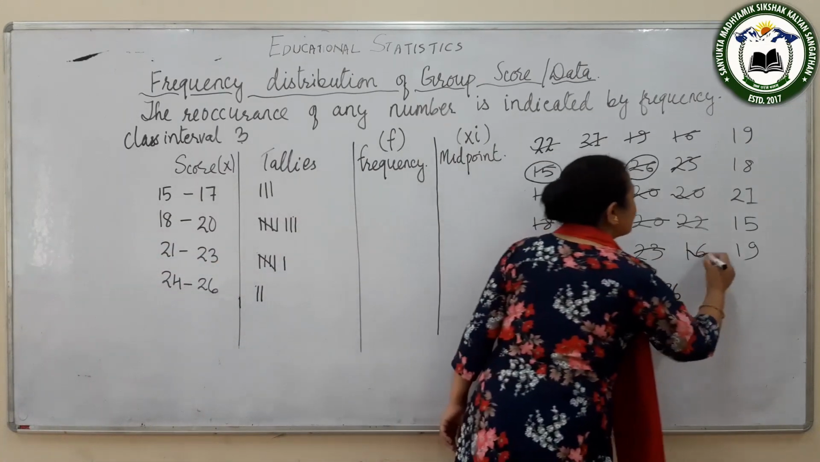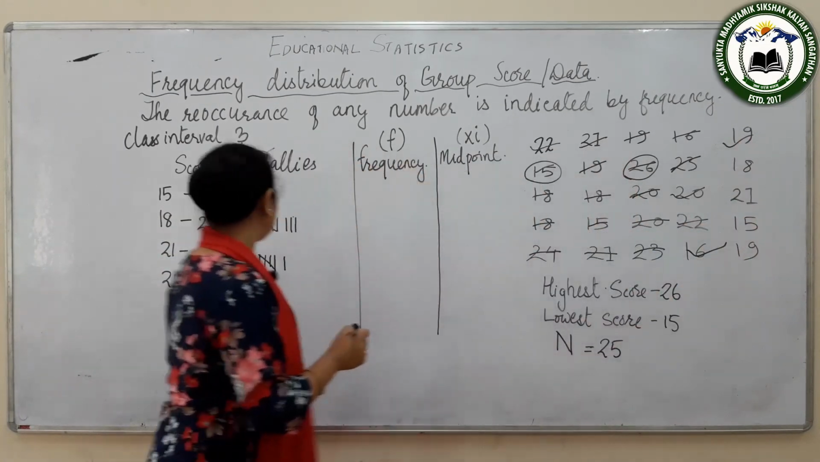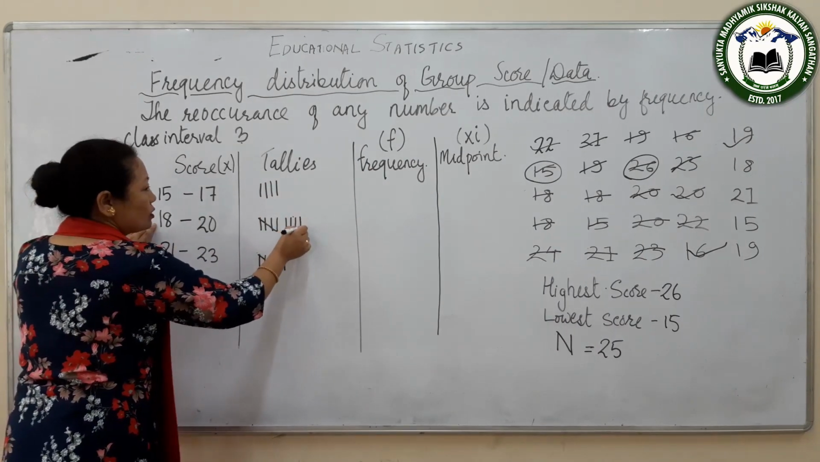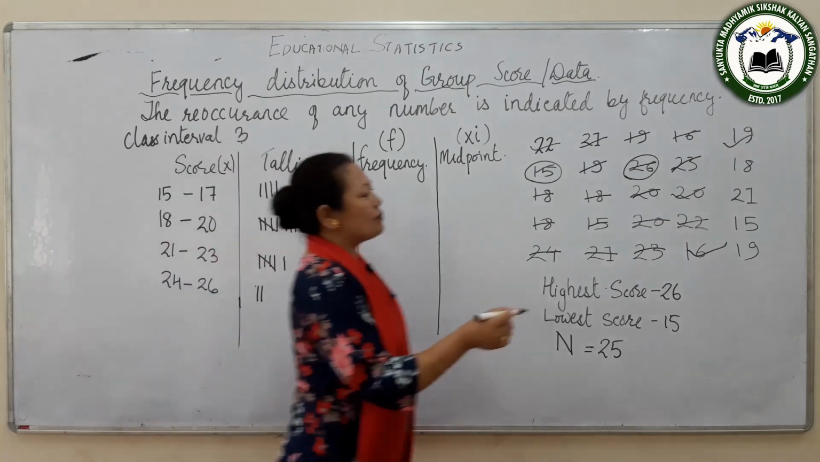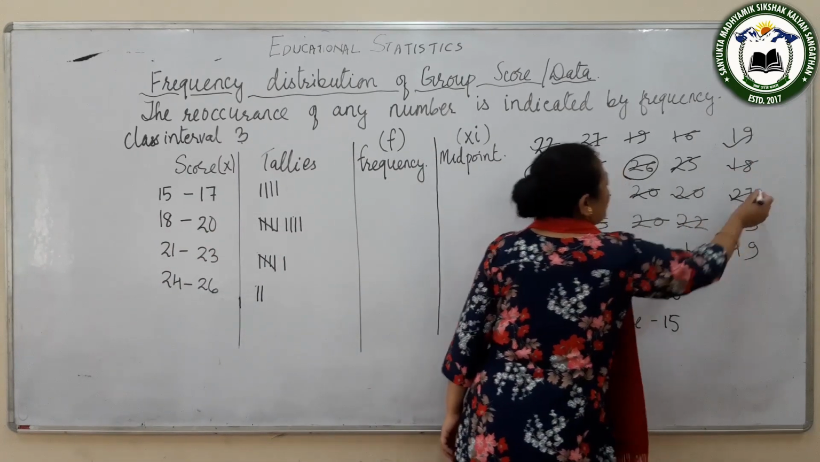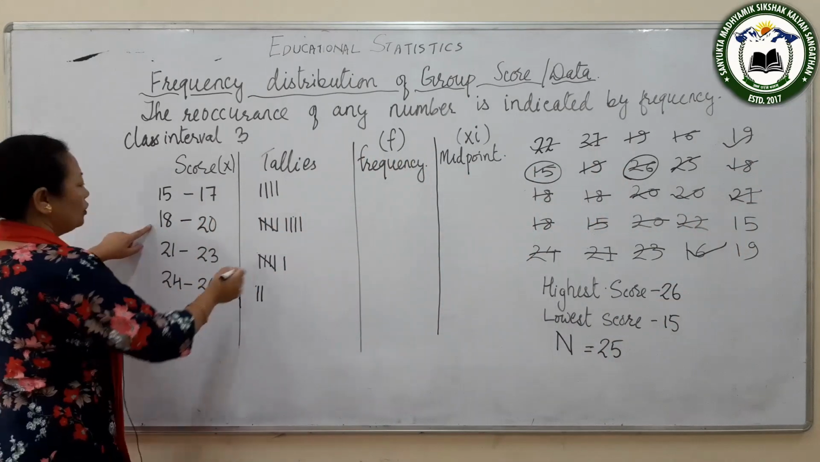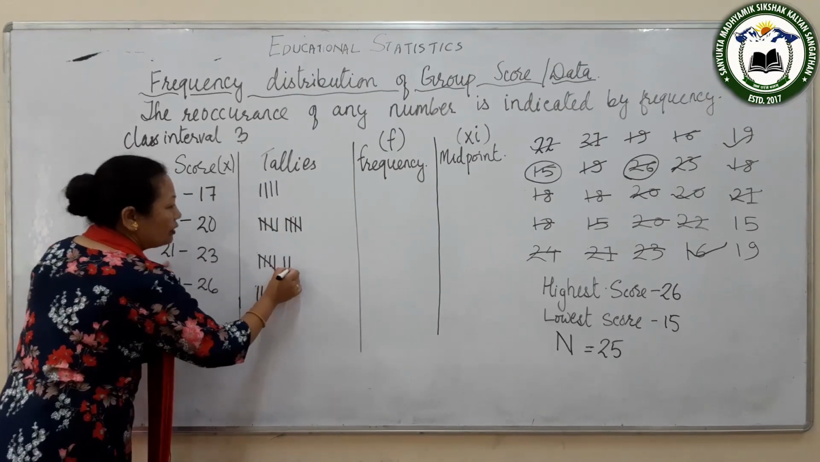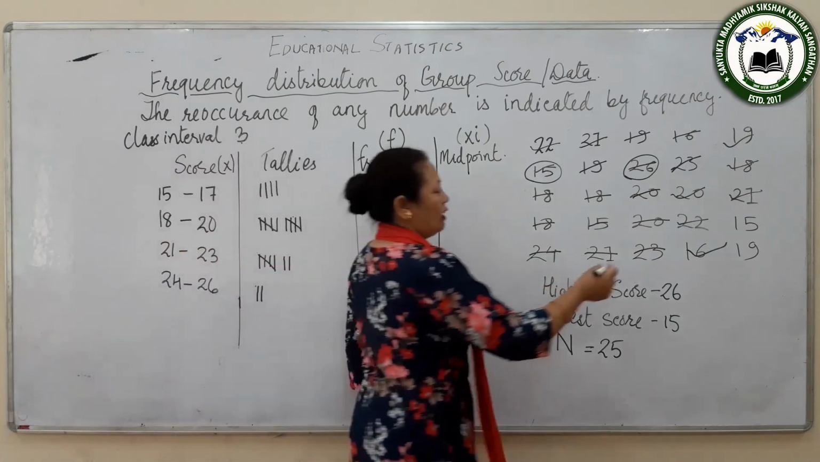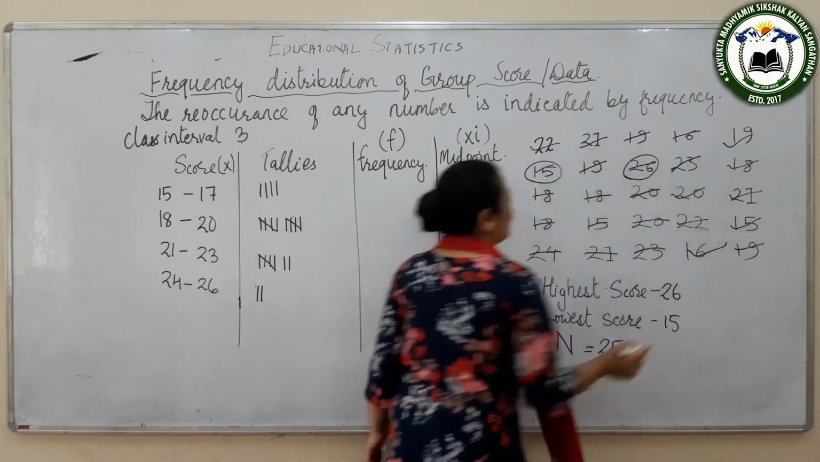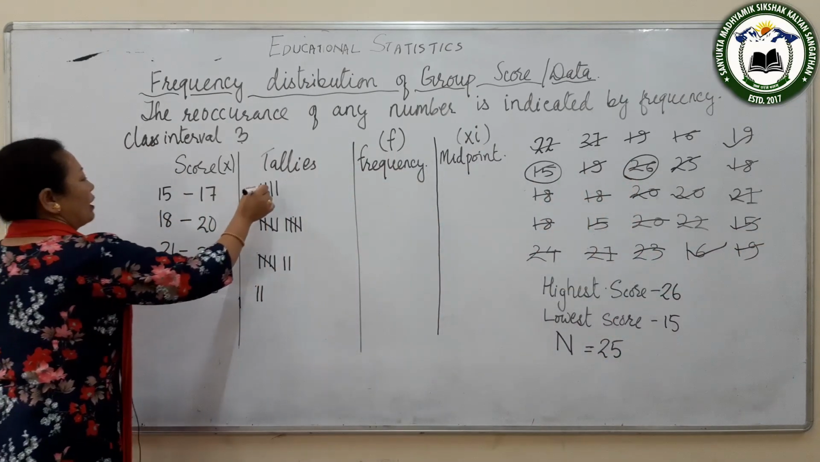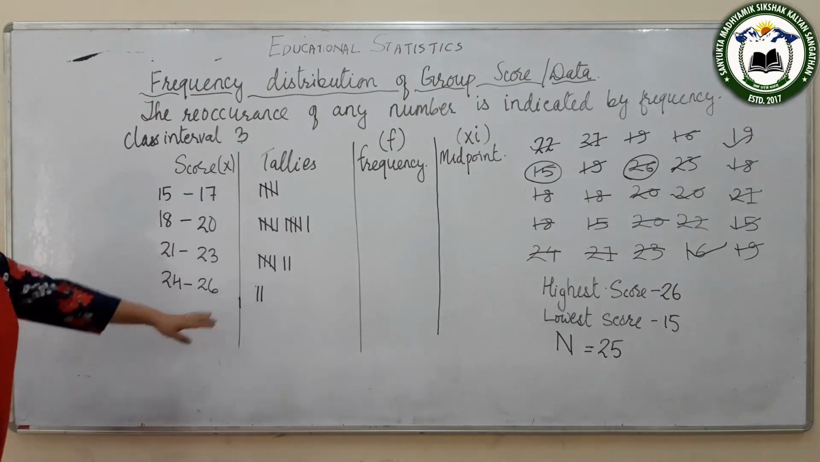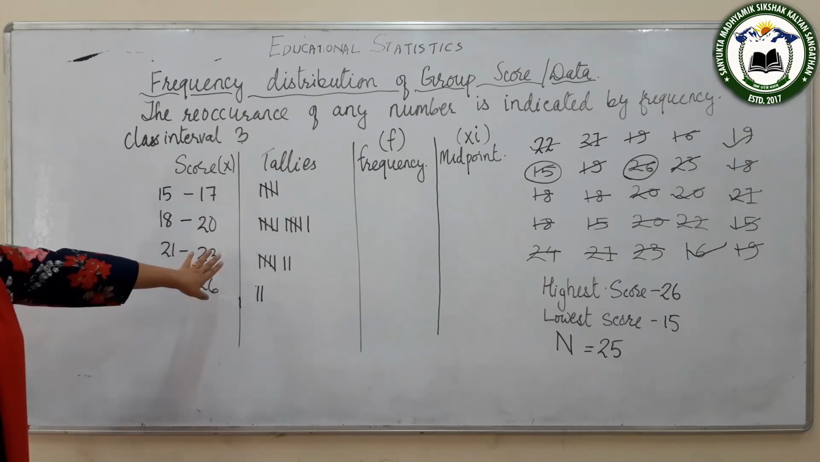Now next number is 16, 19. So 16 falls over here, 19 is over here. Now my next number is 18 and 21. So again 18 and 21. Now the last two numbers are 15 and 19. So my 15 and the other one is 19. So tallies, we are finished with this one.